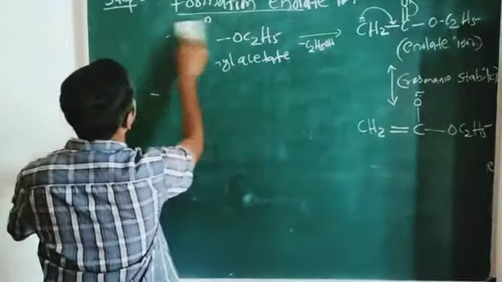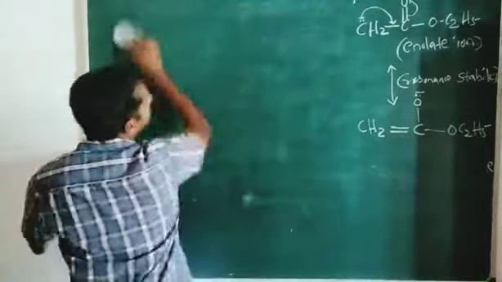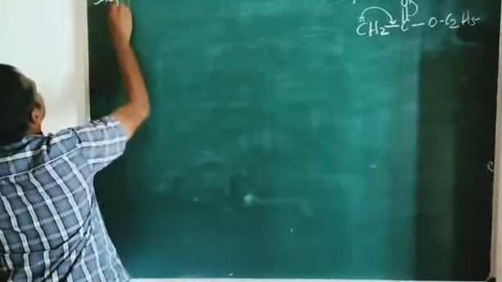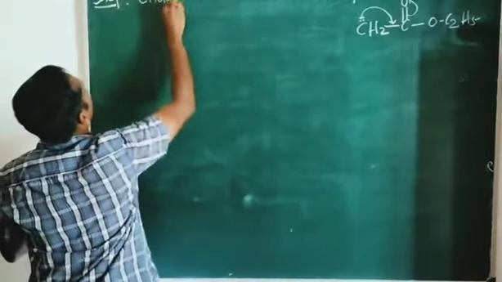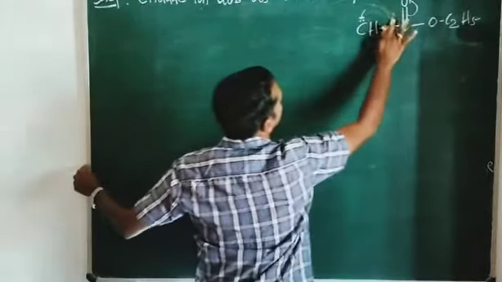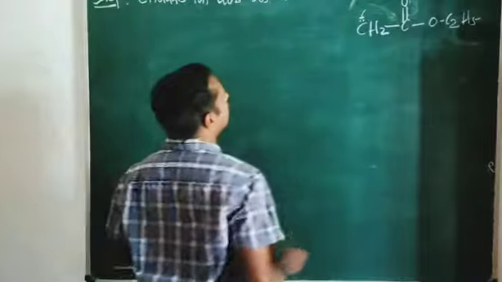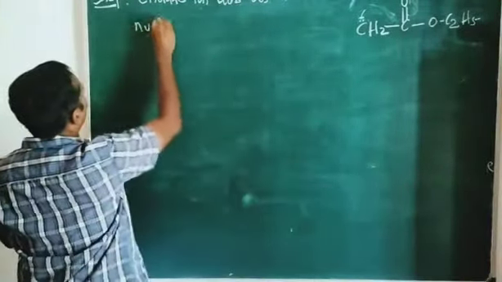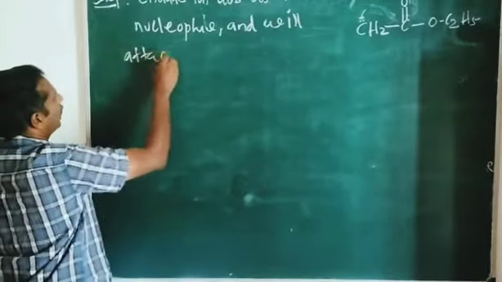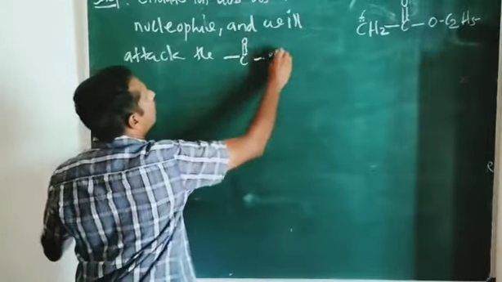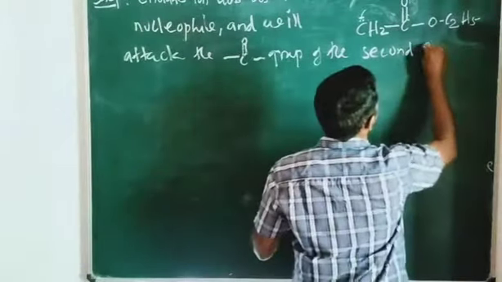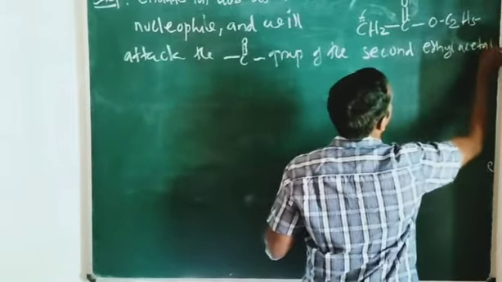Now step 2. This enolate ion acts as a nucleophile and will attack the CO group of the second ethyl acetate. Only the enolate ion is needed here. This is our enolate ion. That means, look here.